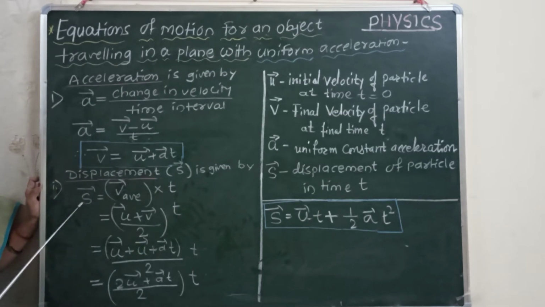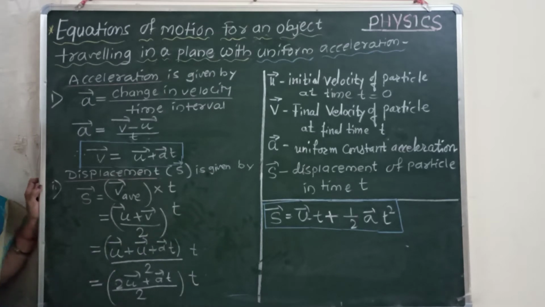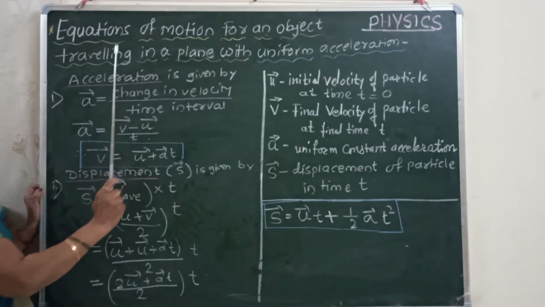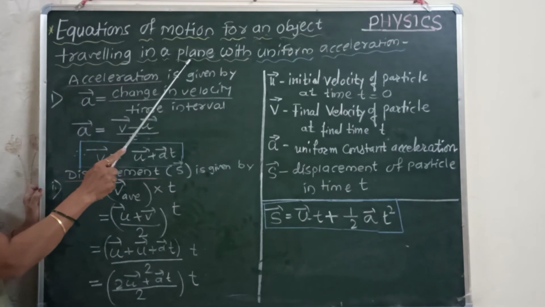Second equation is for displacement, it is s is equal to ut plus half at square, and third equation is v square is equal to u square plus 2as. But in the rectilinear motion, we have taken these equations without considering them in vectors. Now we have to study the equations of motion for an object which is traveling in a plane.